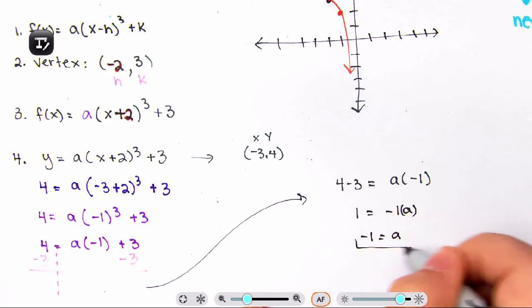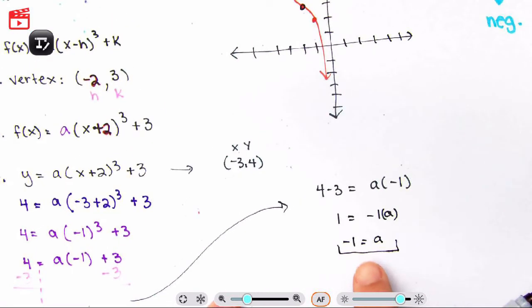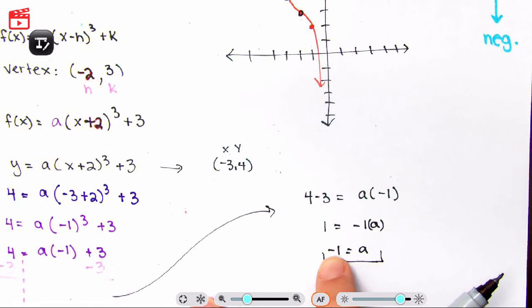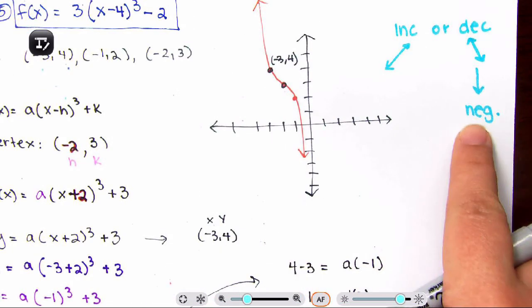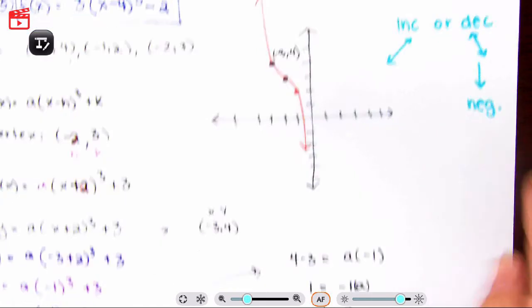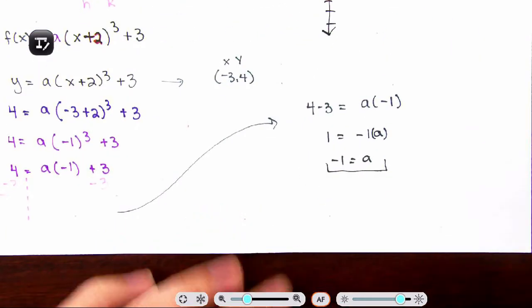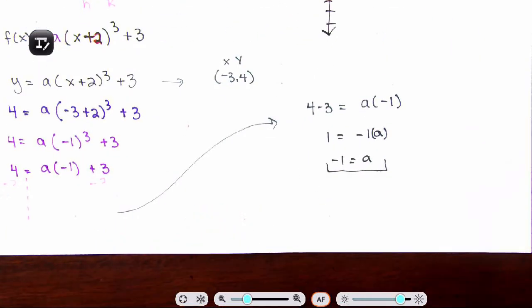A is negative 1. Now, this is where you need to start checking if it makes sense. Is a negative? Is our function decreasing? Should I have a negative? And yes, our function is decreasing. We should have a negative. There's our negative, and so everything is going according to plan.